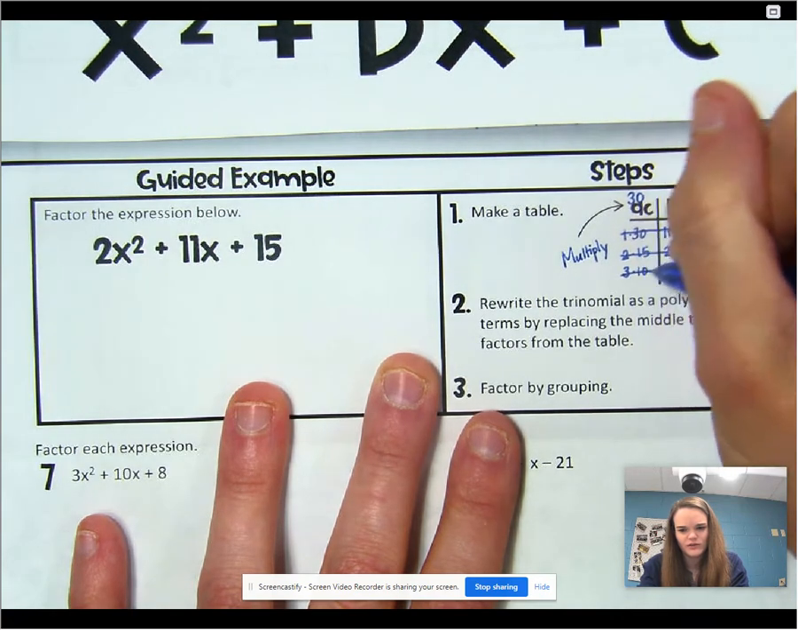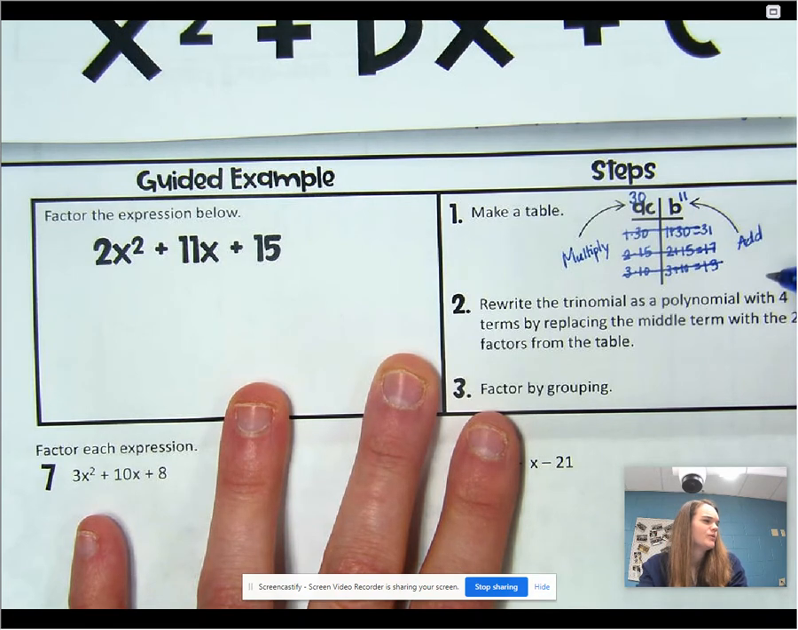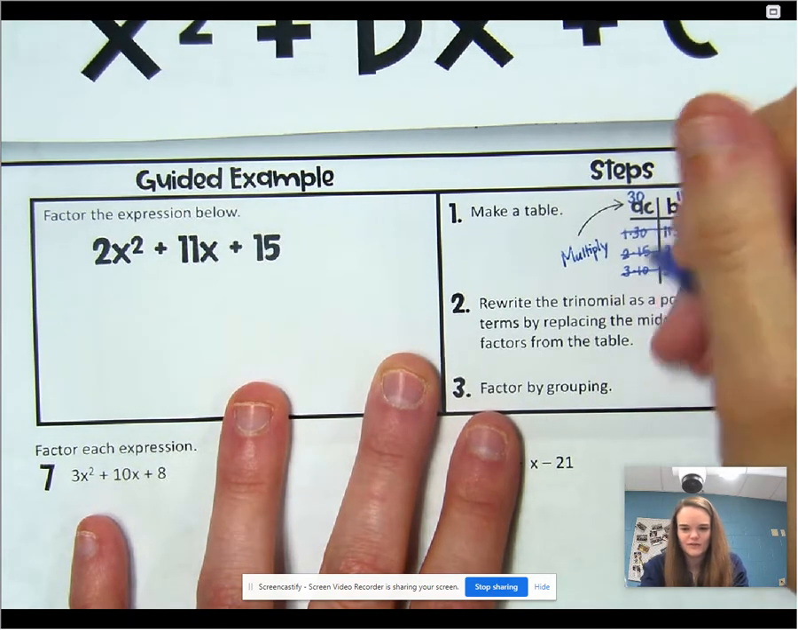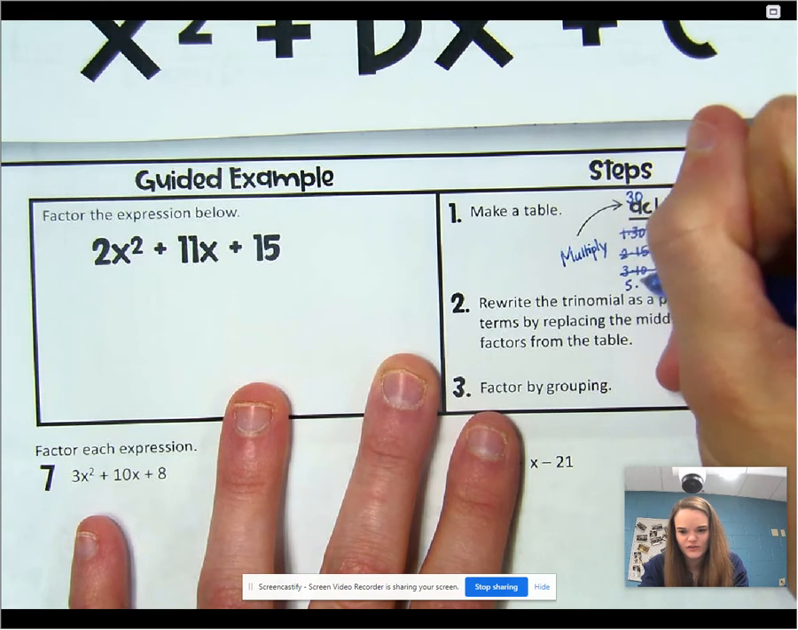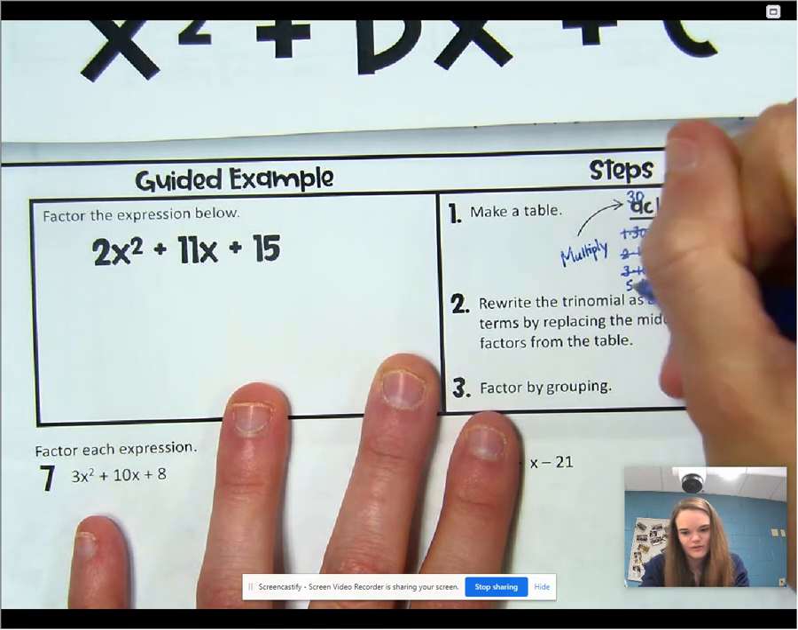So that doesn't work. 4, does 4 go into 30? Remember, we're doing 30 divided by 4 to see if that works. And that is 7.5, so that is not a factor. All right, how about 5? 5 times 6 is 30, and 5 plus 6 is 11, so that's what we wanted.